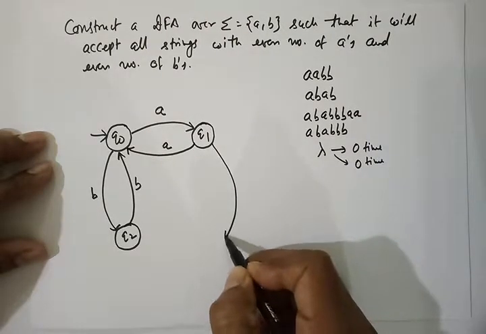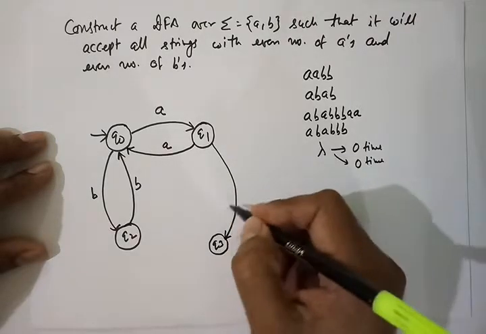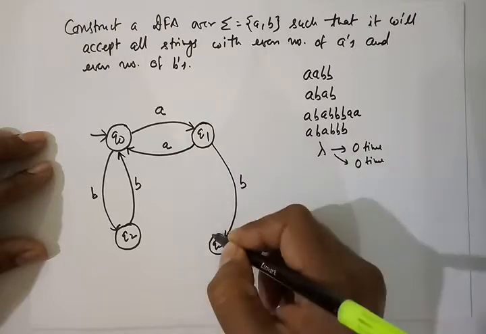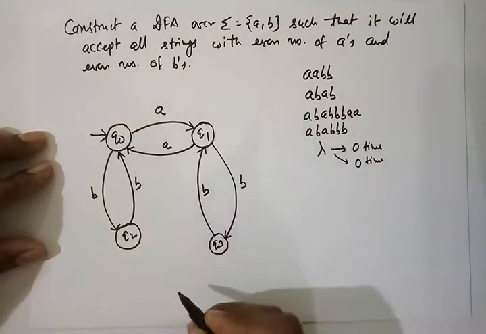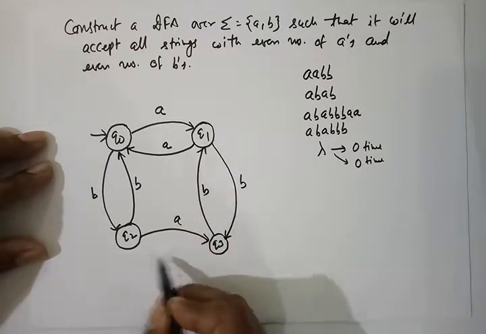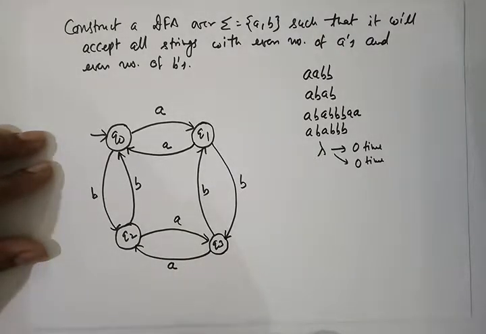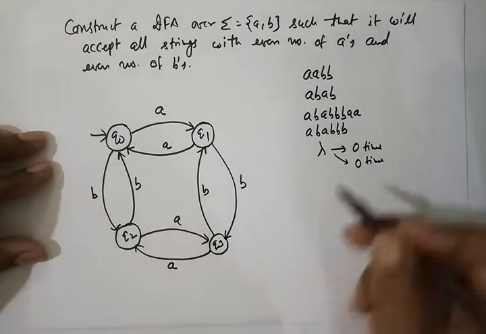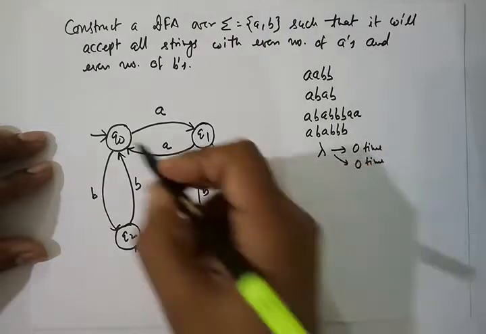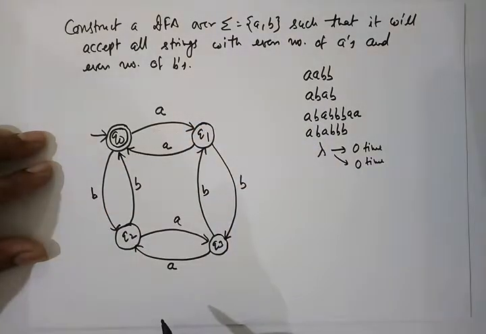So, we take another state, Q3. From Q1 to Q3 it should be labeled by B, and from Q3 to Q1 again B. From Q2 to Q3, A, and from Q3 to Q2 via A. Now our DFA is complete. Now, which state should be made our final state? Because our DFA is going to accept null also, we make our initial state a final state also. Okay.